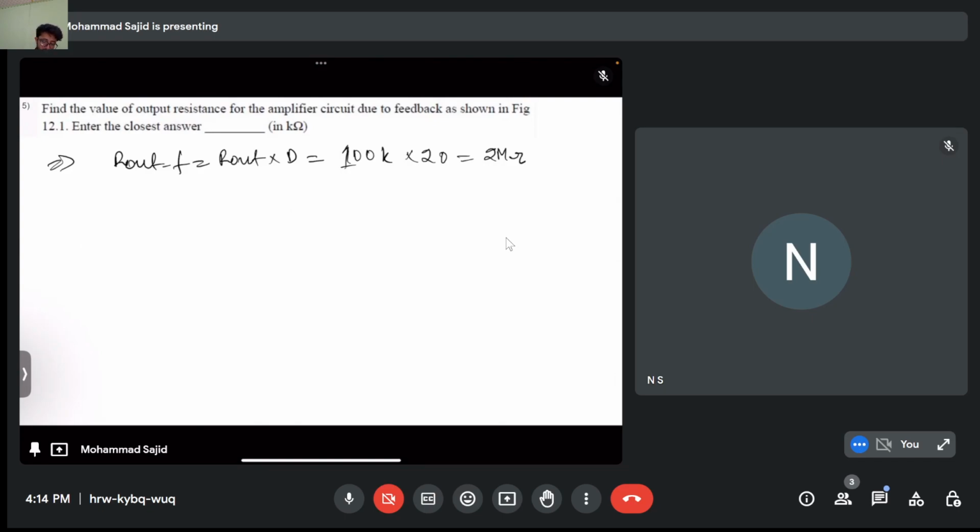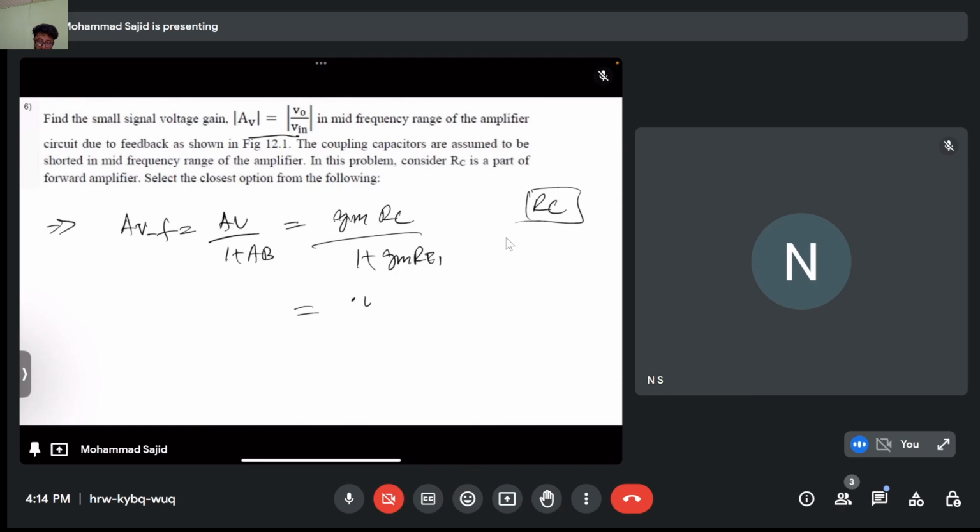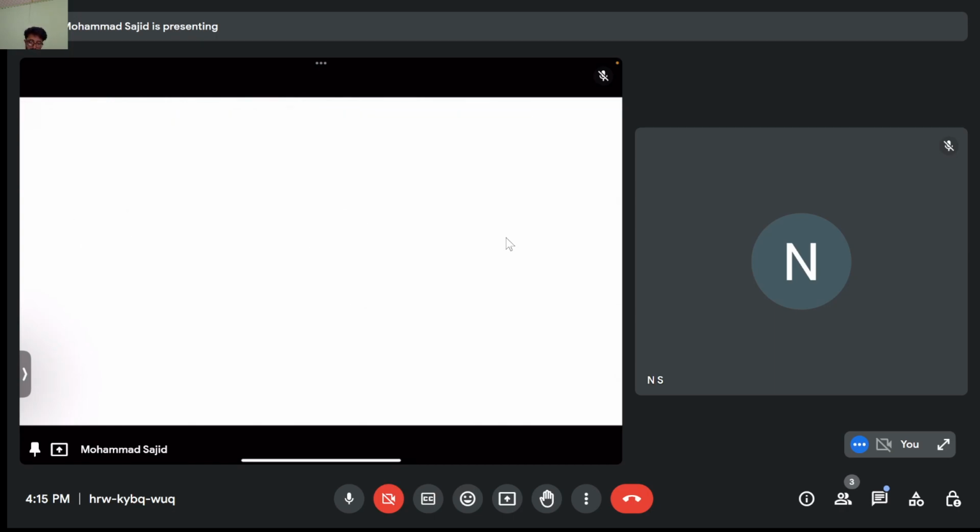Similarly, for gain, you know that AB final is equivalent to AB initial divided by 1 plus AB, right? So gain reduces. Here, if you have connected RC, it is GMRC by 1 plus GMRE1. So it will be 0.05 into RC, which is 4K, divided by 20, that is D. Simple. 200 by 20, that is 10. Okay, now let's move on.